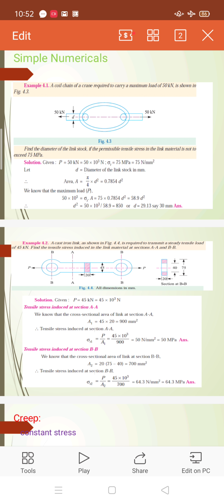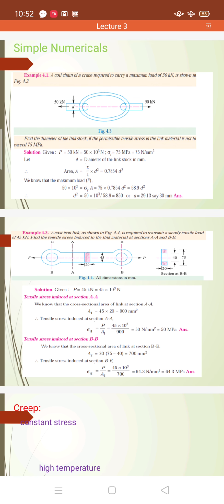Last lecture we have seen various types of stresses. Today we will see basic examples on these stresses. Particularly, examples on these basic stresses are not asked in the exam, but from your study point of view, or for clearing your idea, we will study the numericals on types of stresses.